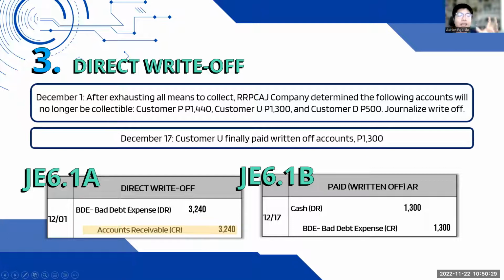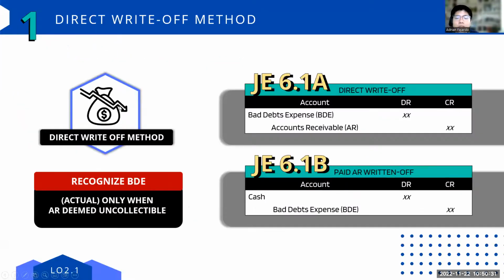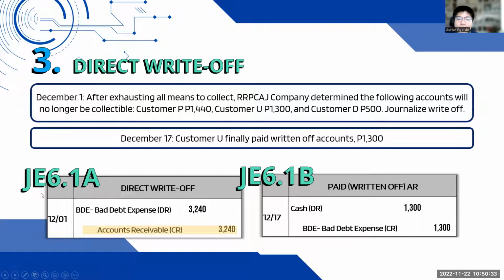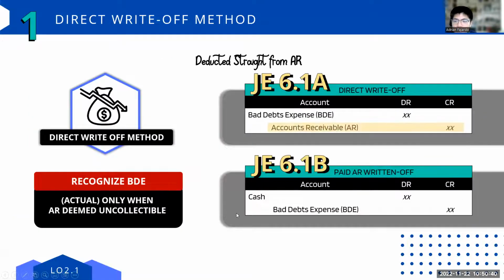So again, in the direct write-off method, the BDE is subtracted directly from AR. Okay? So it's subtracted directly from AR. Are there any questions for direct write-off method? Clear pa naman so far. Kindly thumbs up if everyone can follow ba.